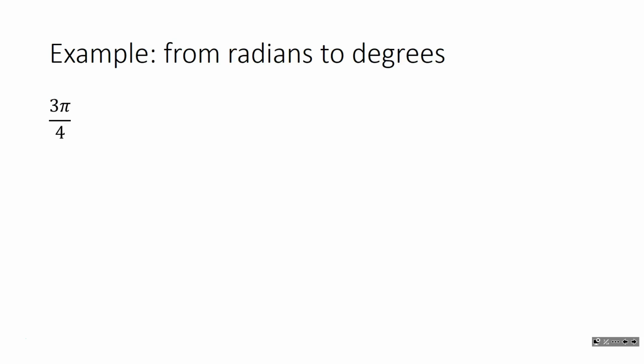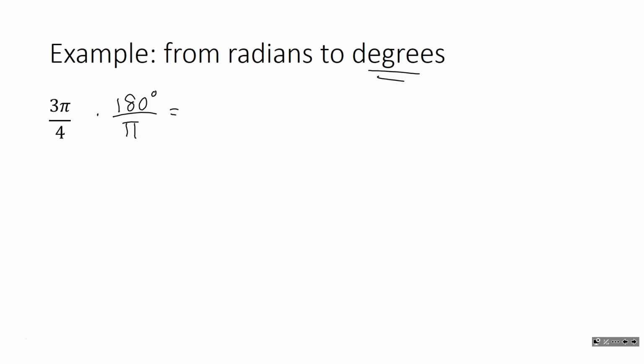Let's look at the other direction now, where we'll take radians and convert them to degrees. So we have 3 pi over 4. Well, we want our answer to be in terms of degrees, so what we'd better do is put the 180 in the numerator so that our answer will continue to have the degree symbol. So it would be 180 over pi.